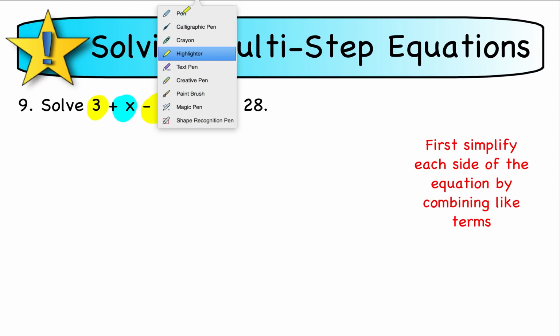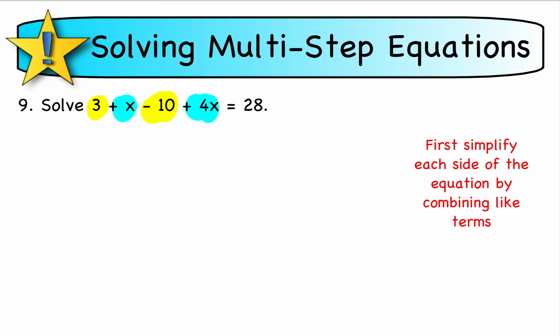Remember, when they're on the same side of the equal sign, they're not adding the opposite. So we have 3 minus 10, which is a negative 7, and x plus 4x is 5x. So on the left-hand side, we get 5x minus 7 equals 28. So that's just simplifying that left-hand side first. Here's our two x terms. Here are our two constants that are alike.